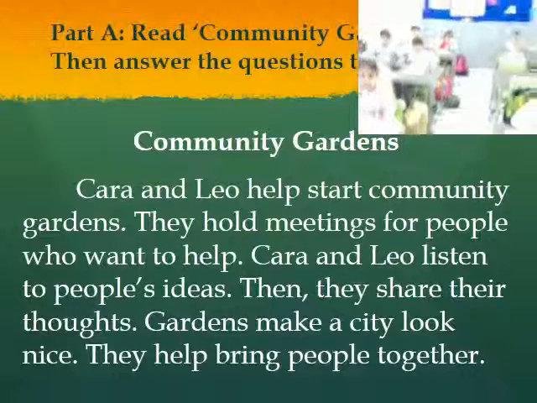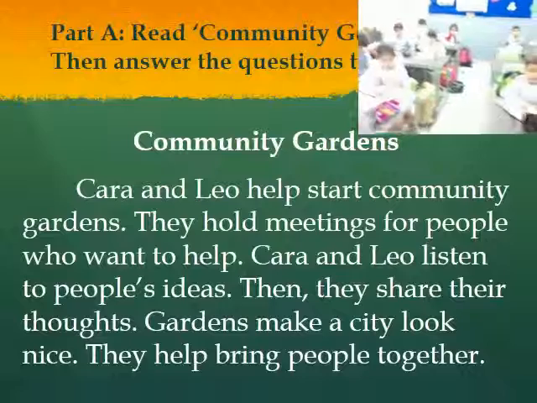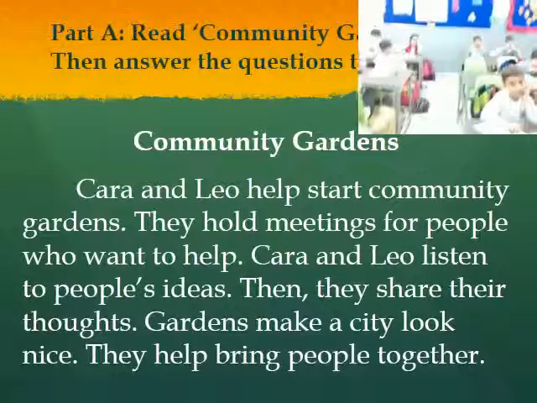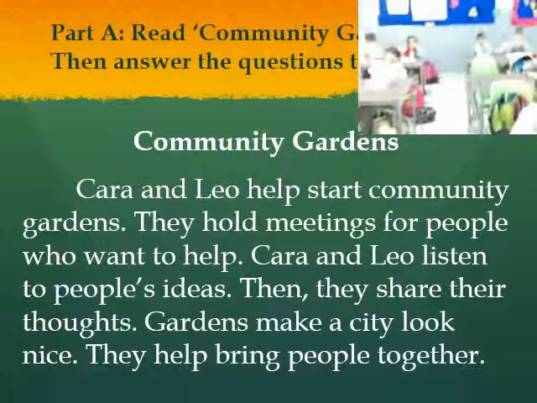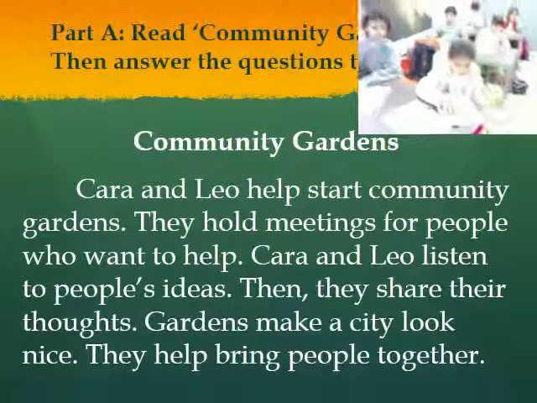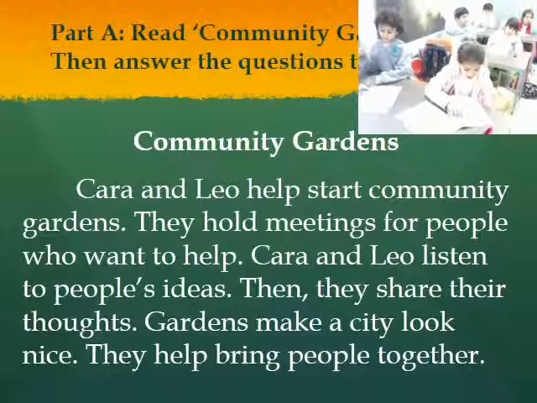Okay, so we're going to read this passage. Pay attention to details and what happens at the beginning, the middle, and end. Okay? Now, who's going to start reading? Mia? Okay, start reading. Community Gardens.